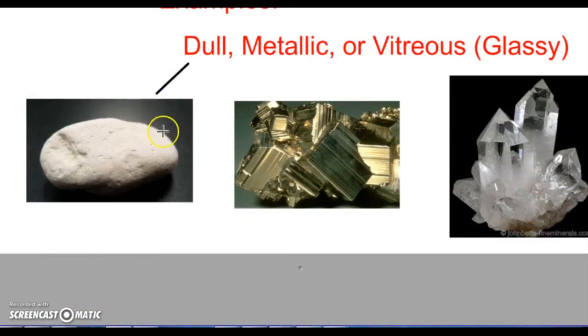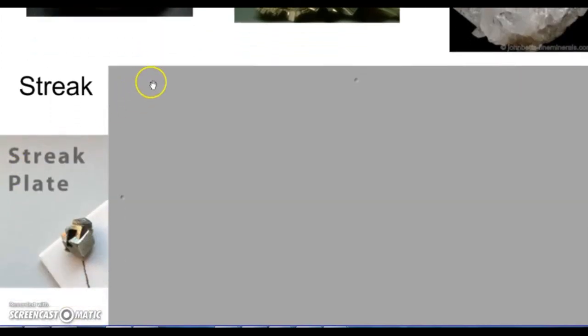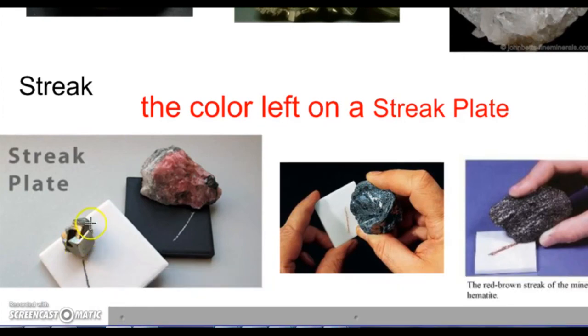This right here is a dull luster. Here's a metallic luster, and here's kind of a glassy, vitreous luster. Just to give you an example of something to look for. The final thing you need to know is the streak color, and that's pretty simple. The color left on a streak plate. If you look here at this gold thing, it left a black streak. That's how you can tell the streak of the pyrite right here.